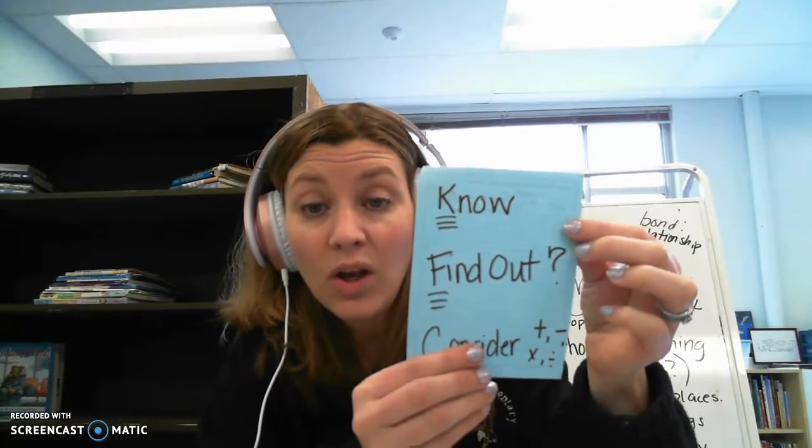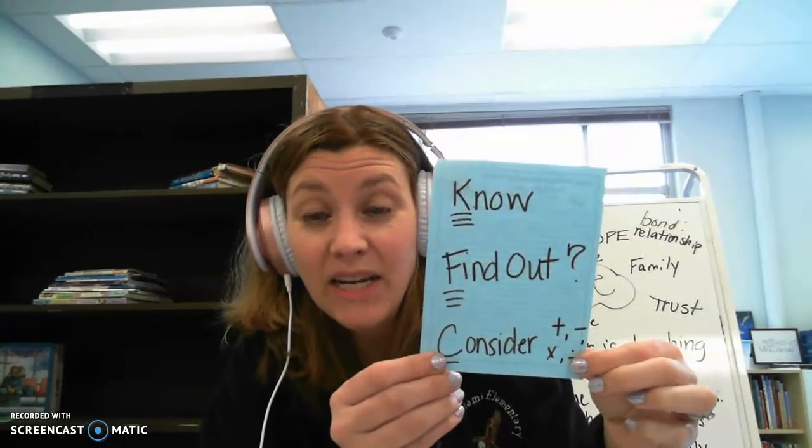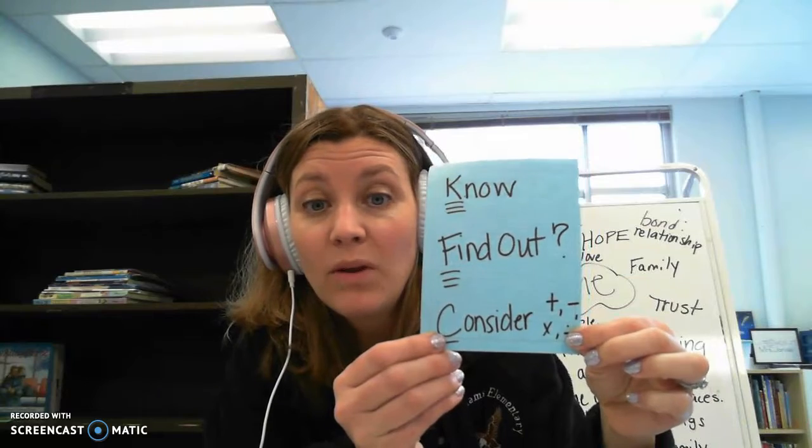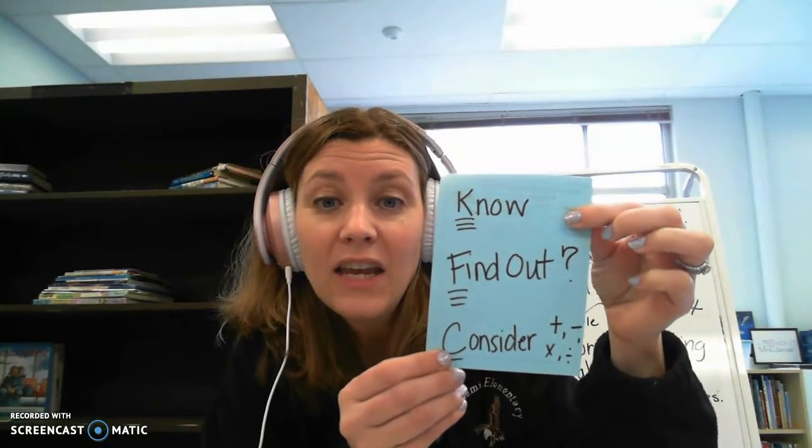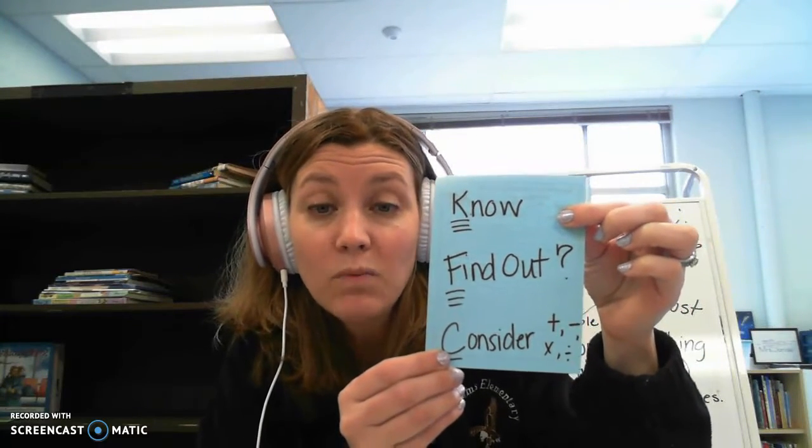I also have 2 other tips for you, mathematicians. Remember, when we are solving multi-step problems, it's really important that we think about what do we know, what do we need to find out, and what do we need to consider. Remember, when we read a problem, let's think about all of the information that the problem tells us. What do we know? And you can underline it or you can jot it down in your notebook.